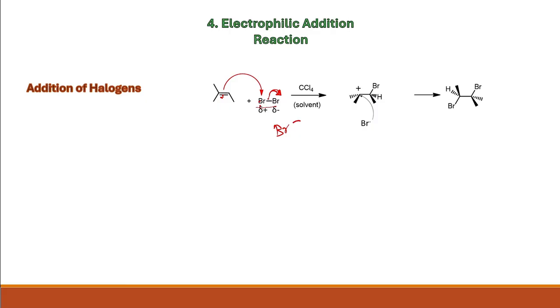The second step is that the bromide with a negative charge will attack the carbon with the positive charge, and that will give you the dibromo product, or the dibromoalkane.